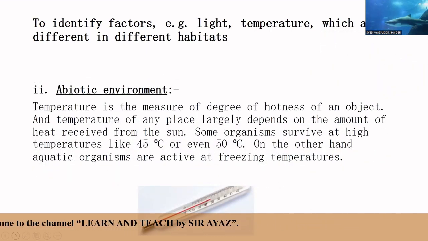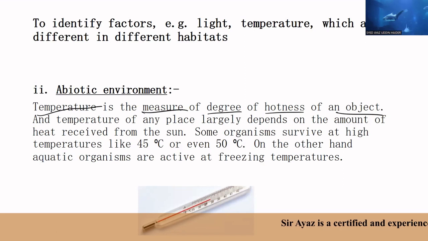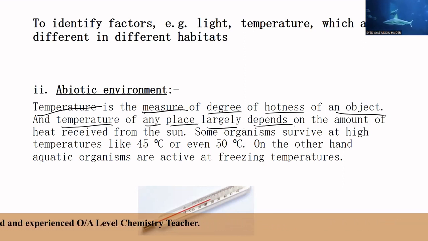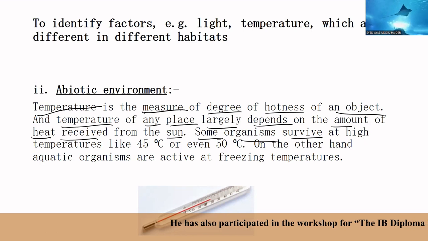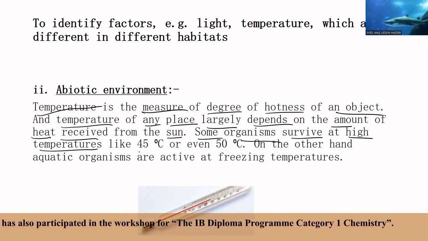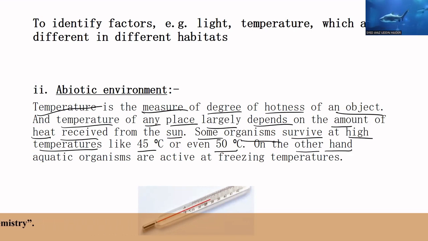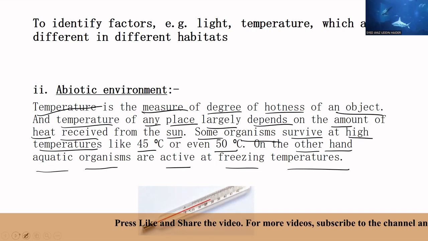Now, let's talk about temperature. Temperature is the measure of degree of hotness of an object, and temperature of any place largely depends on the amount of heat received from the sun. Some organisms survive at high temperatures like 45 degrees centigrade or even 50 degrees centigrade. On the other hand, aquatic organisms are active at freezing temperatures.